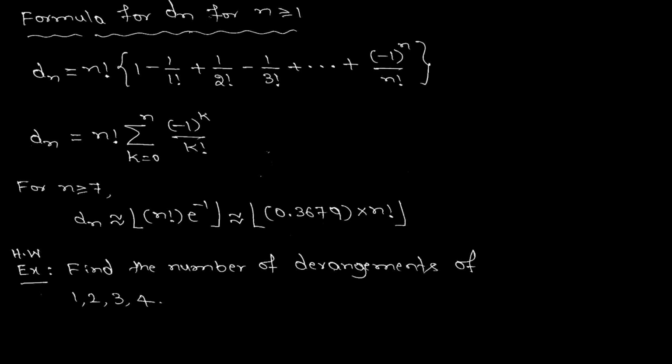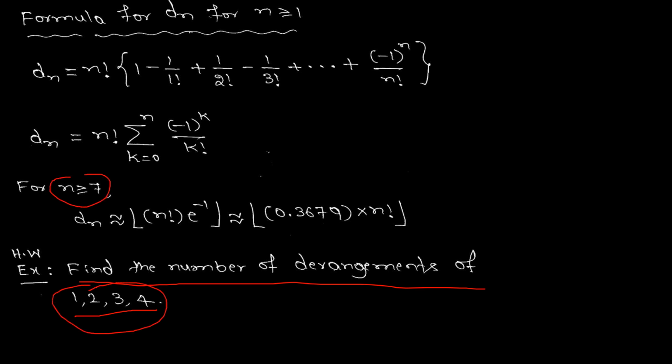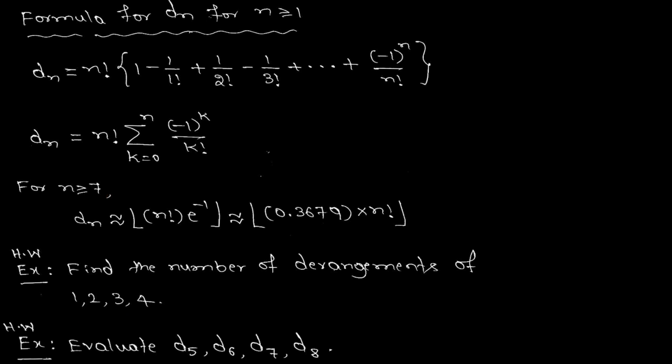Next example, find the number of derangements of 4 distinct objects. Here, since n is not greater than or equal to 7, we will go by the explicit way. Evaluate D5, D6, D7, D8, they are asking. That means the number of derangements of 5 elements, the number of derangements of 6 elements, and so on.